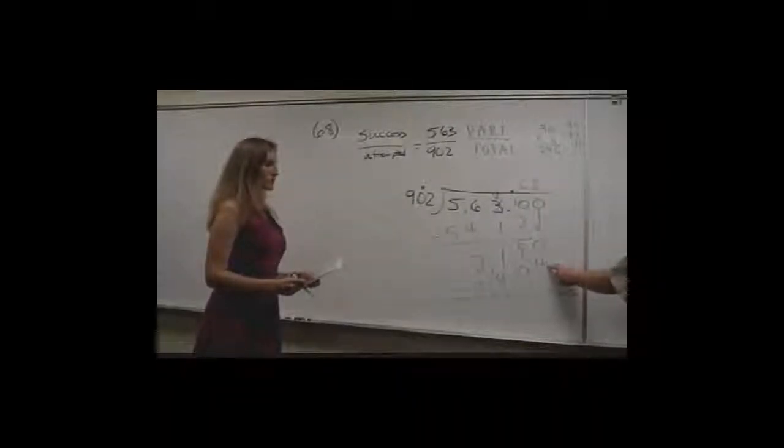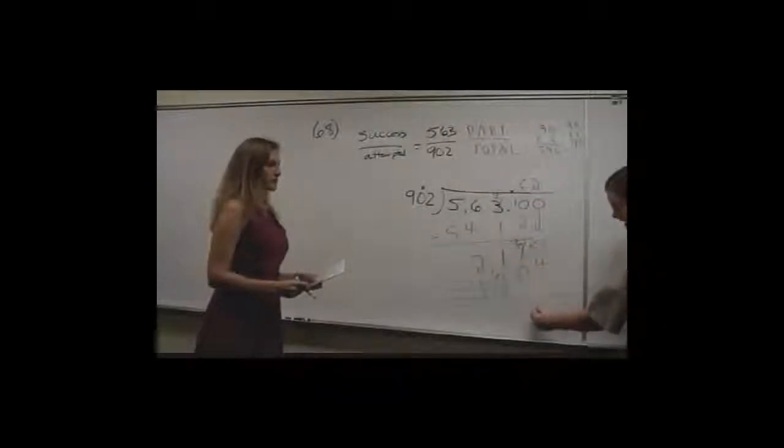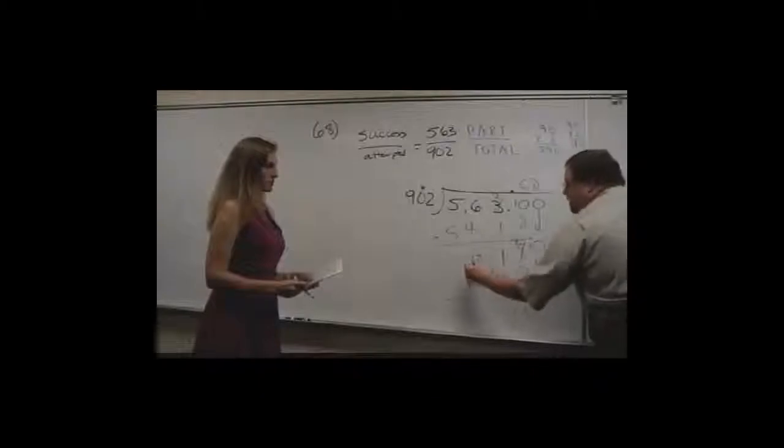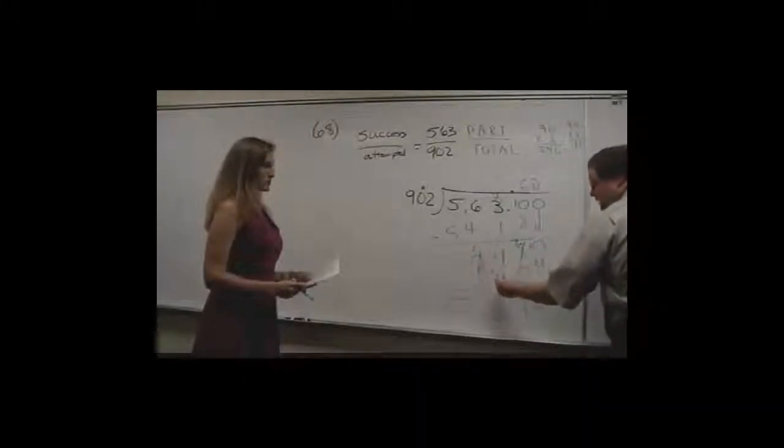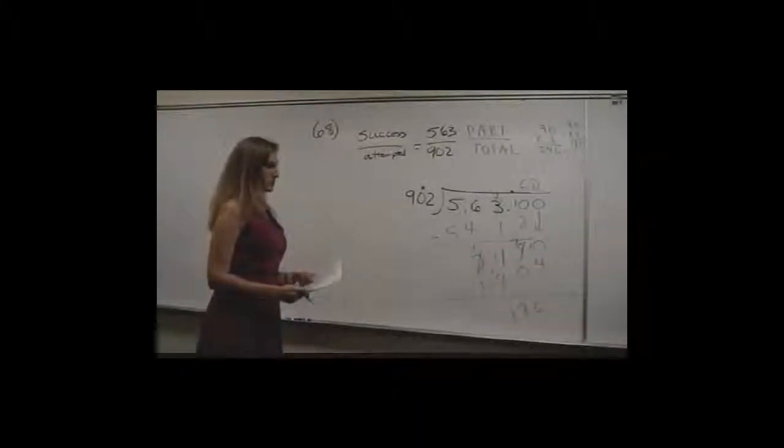I'm going to subtract 4 from 0. Can I do that? Borrow. 10 take away 4 is 6. 7 take away 0 is 7. And then borrow. This is a 1. 11 take away 8 is 3. Well, obviously I have a remainder, so I have to keep going.